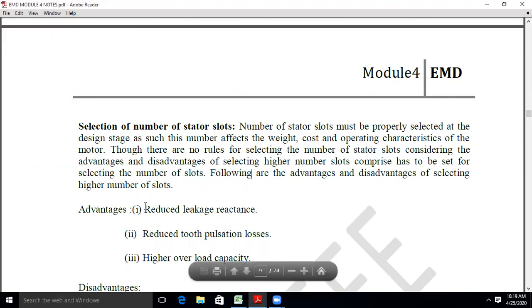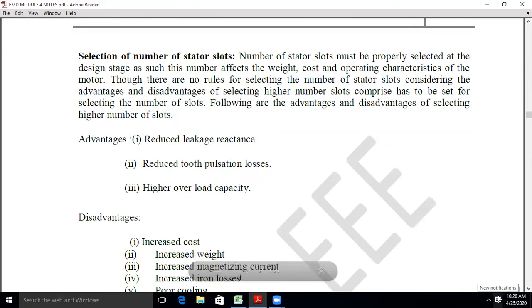So if I select a higher number of slots, what will happen? The advantages are: first, reduced leakage reactance; second, reduced tooth pulsation loss; and third, higher overload capacity. So what will be the disadvantages?